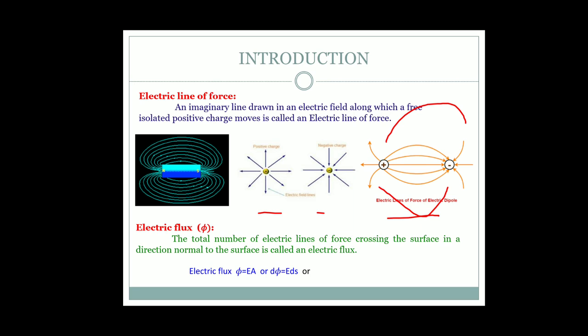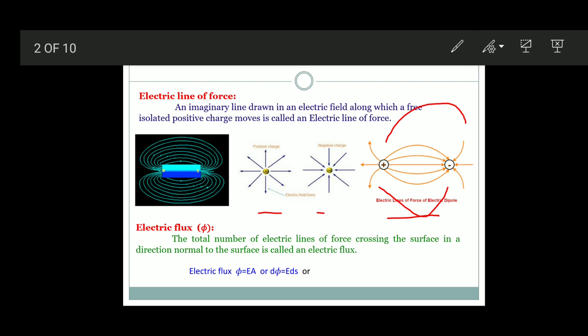So, how can we define the electric flux? The formula can be written as electric flux phi is equal to E into A, where E is the intensity of electric field and capital A is the area of the surface. If the area is a very small area, that is dS, then the electric flux, or number of lines of force passing through the surface area dS, can be written as d phi is equal to E into dS.